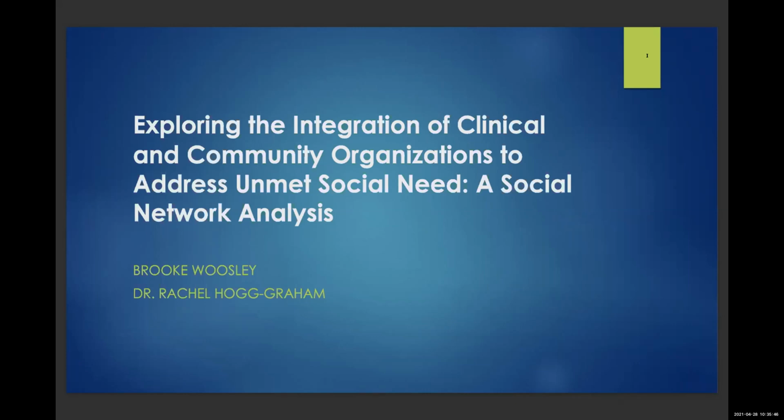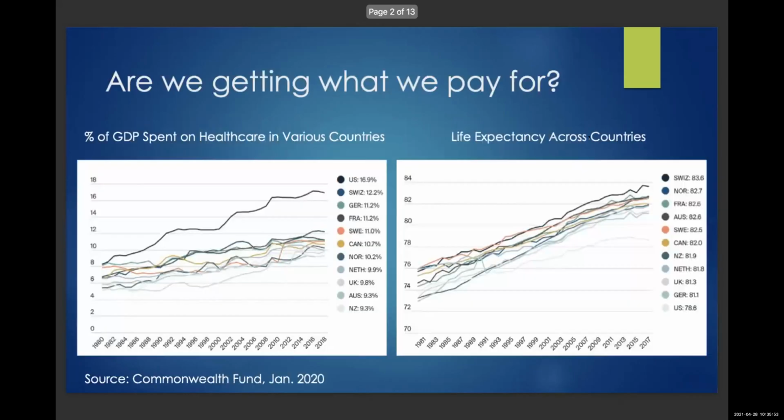So, are we getting what we pay for? The graph on the left shows the percent of GDP spent on healthcare in various developed countries, and you will see that the United States spends roughly 17% of its GDP on healthcare. Looking at life expectancy across these same developed countries, you will see that the United States has one of the lowest life expectancies at 78.6. So while the United States spends the most of its GDP on healthcare across these developed countries, it has one of the lowest life expectancies across these same countries.